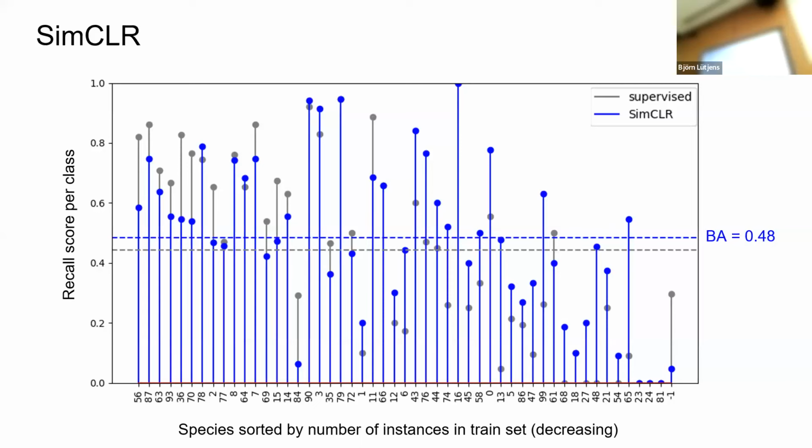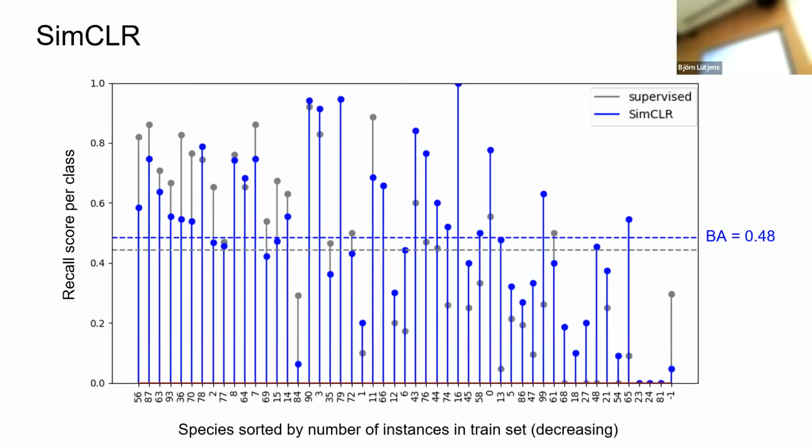BA is the balanced accuracy, which is just the average of all of these numbers. So the accuracy has gone up slightly. And we see, interestingly, that it seems to do better on the rare classes as compared to the supervised, the standard model, which is just using labeled data. But it seems to do slightly worse on the common classes, on which the supervised model does better.